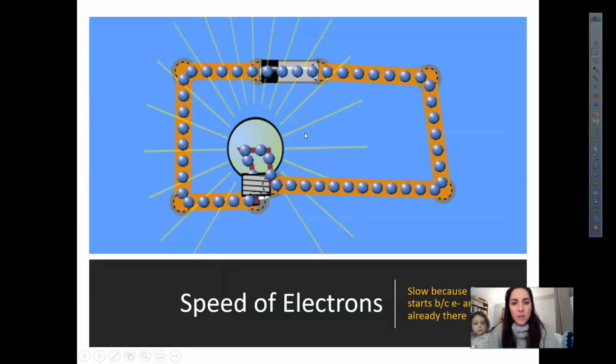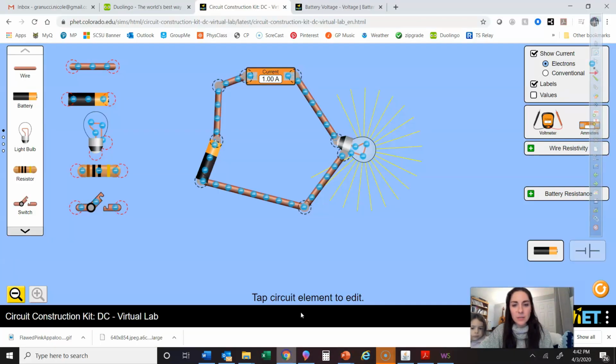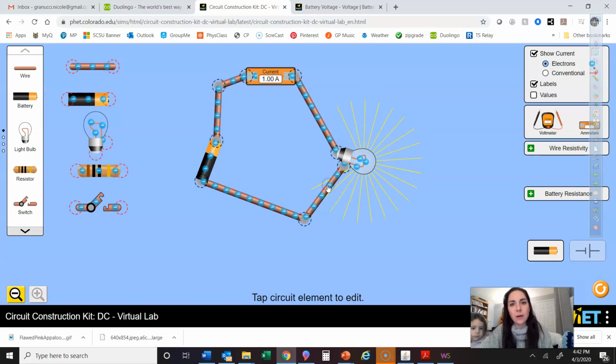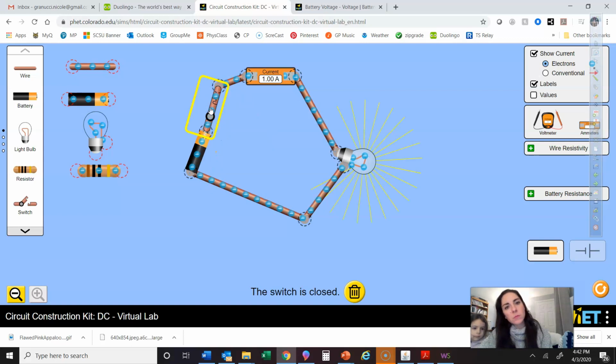Okay. The next thing is the speed of the electrons. Same thing. When you flip on your light switch, it happens really instantaneously because they're already there. They don't need to come from somewhere else. You're not getting them from the power company or from the battery. As soon as you turn it on, the circuit works. And if I put a switch in here, there's literally no delay. It works.